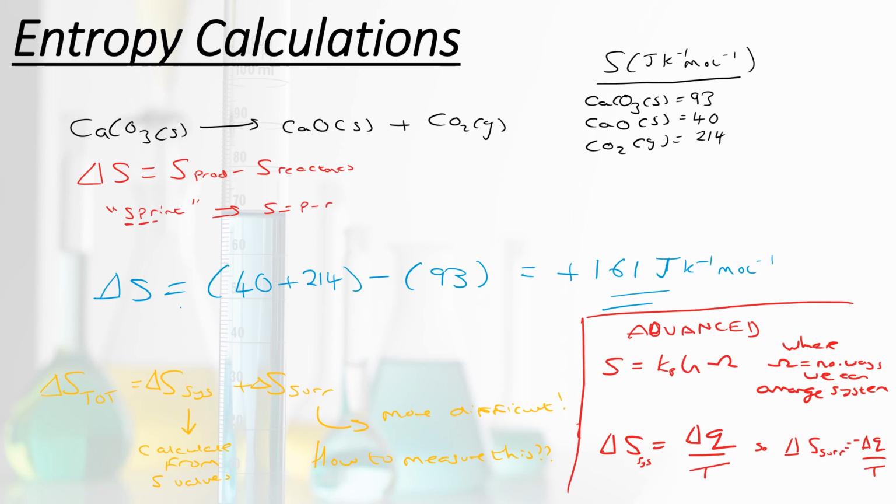Now this is going to be useful for the next slide, where we look at a way to get around it, because we can define our surroundings entropy change as being the negative heat change divided by the temperature. The reason for this is that, let's say it's an exothermic reaction, our system will have lost heat energy, there'll be a negative heat change, but that heat must have gone into heating up the surroundings, and so therefore it's the negative heat change, negative delta Q.